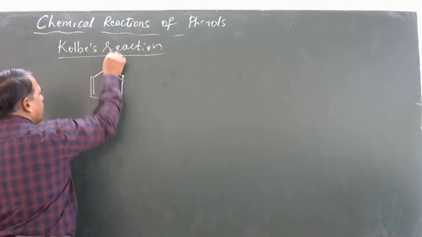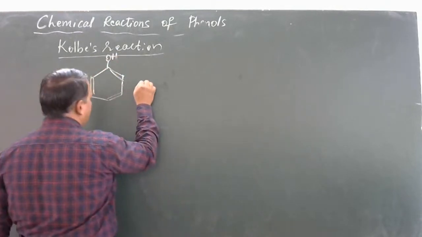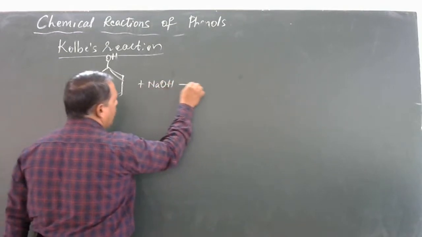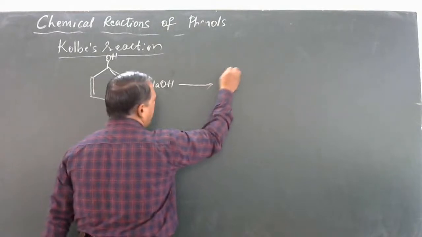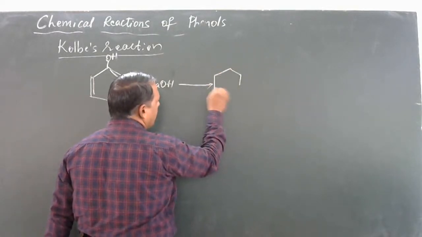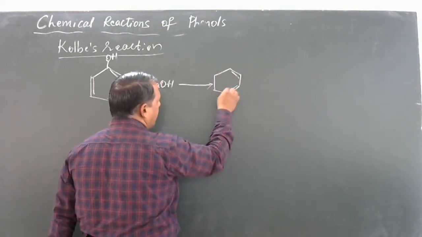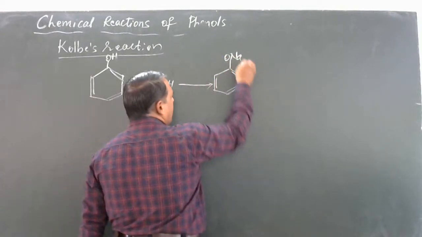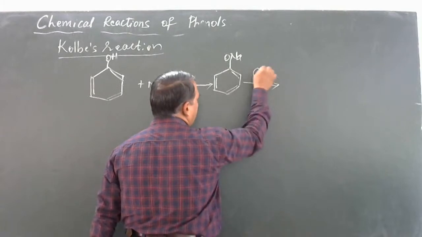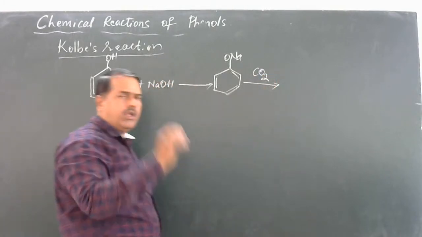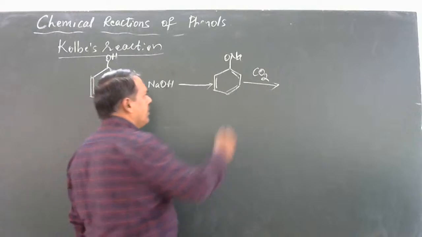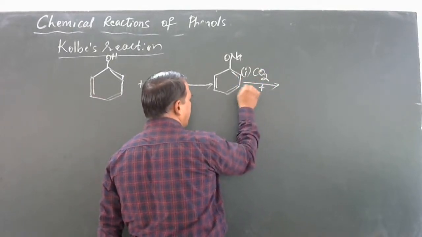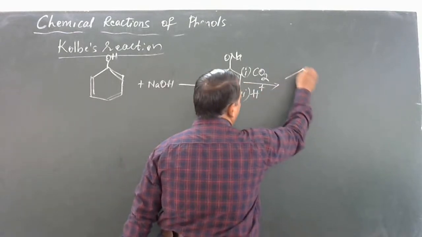OH. When it is treated with sodium hydroxide, we will get sodium phenate, ONa. Again, on treating with carbon dioxide, a weak electrophile, and finally on acidification, so this is the first step, and in the second step we will get salicylic acid.